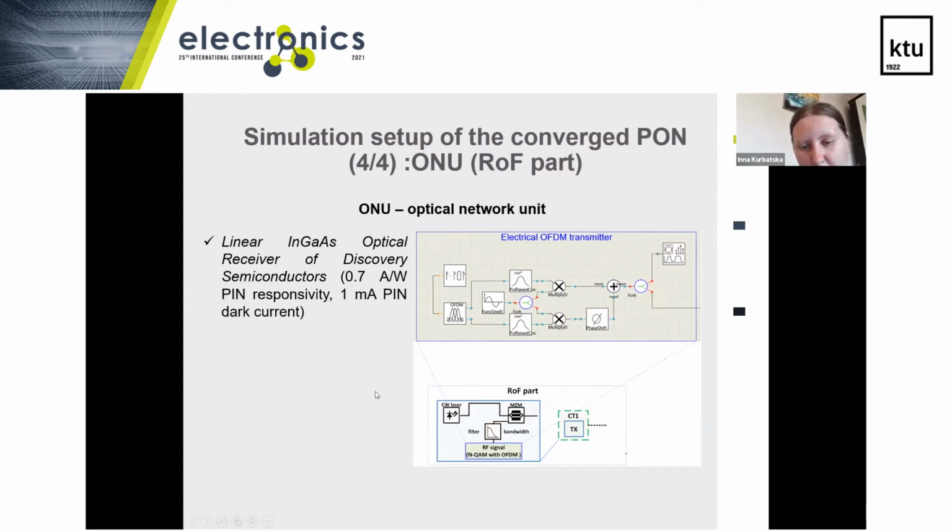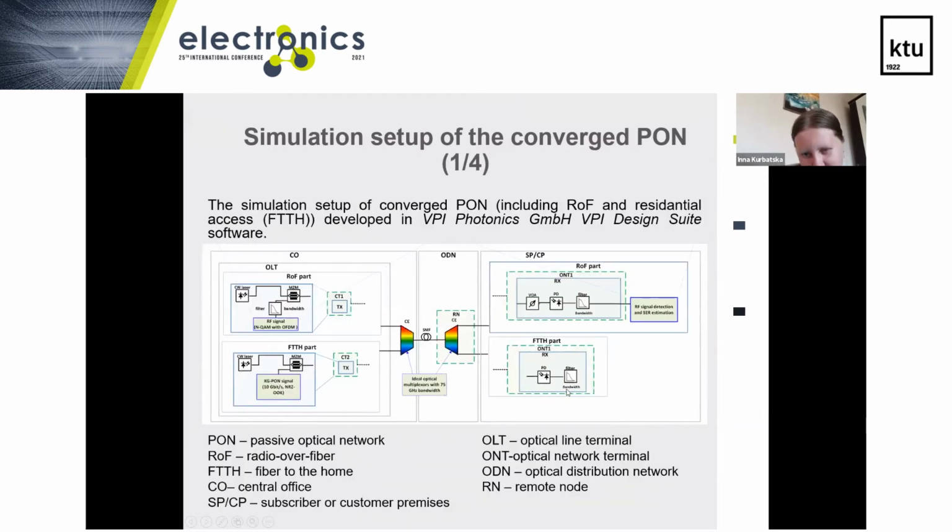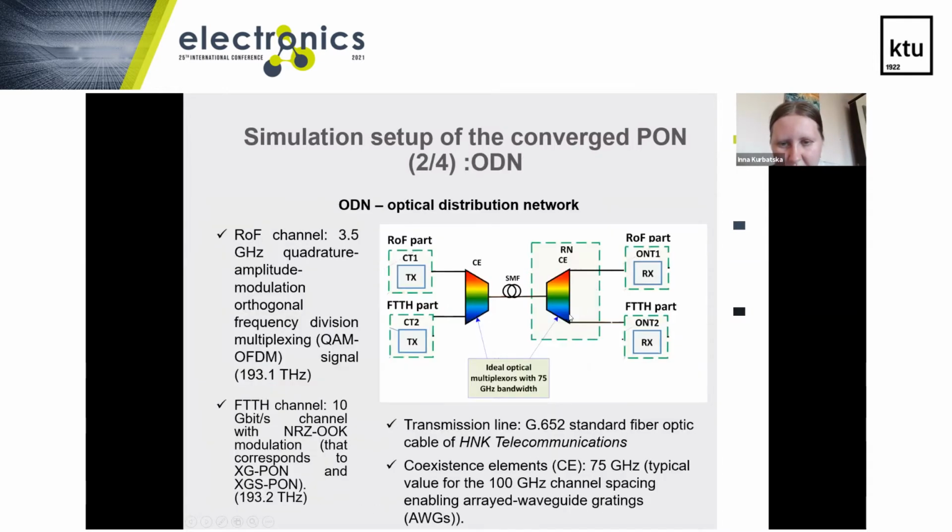Actually, we have a receiver based on PIN. Sorry, here I have a mistake in the picture. Actually, in the RoF part, we have a PIN photodiode with limited bandwidth and with parameters also based on a real receiver. I will return and show it in this last picture. I'm very sorry.